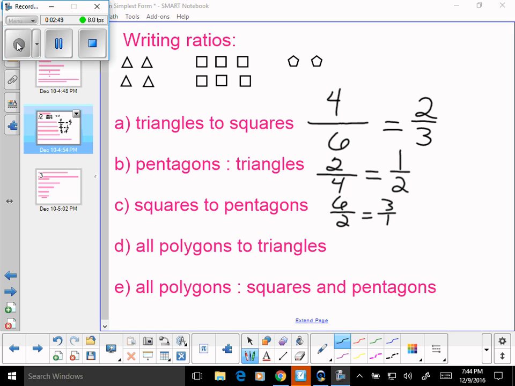All polygons, if you count them all, the triangles, the squares, and the pentagons, there are 12. And the number of triangles is 4. So again, we are going to have a ratio of 3:1.